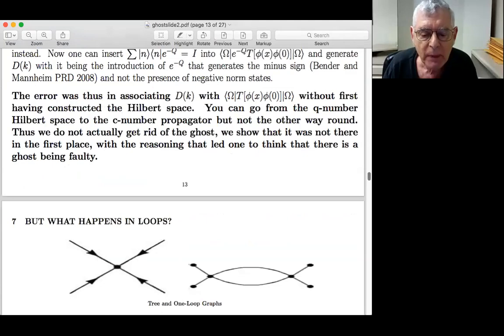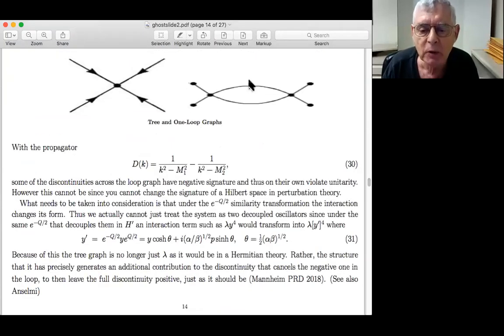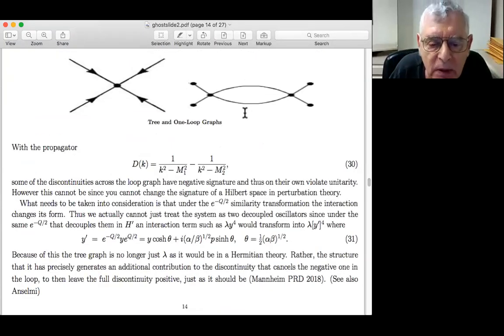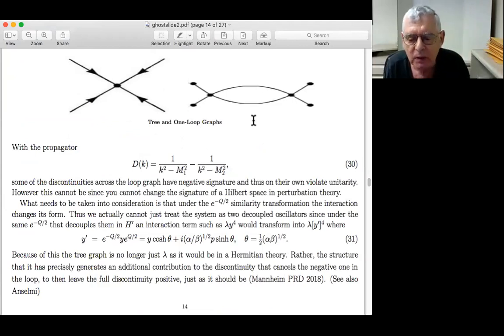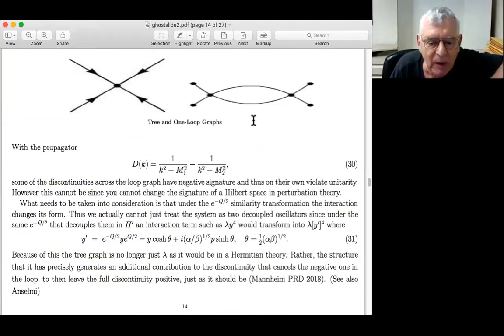Now, what happens in loops? So now we go to loops, and you immediately realize that in loops, you have this minus sign, and you'll get a discontinuity across here that is negative, and that absolutely violates unitarity. But we can't violate unitarity, because if the free theory is unitary, in perturbation theory, you can't change the signature of the Hilbert space, therefore something else has to happen.